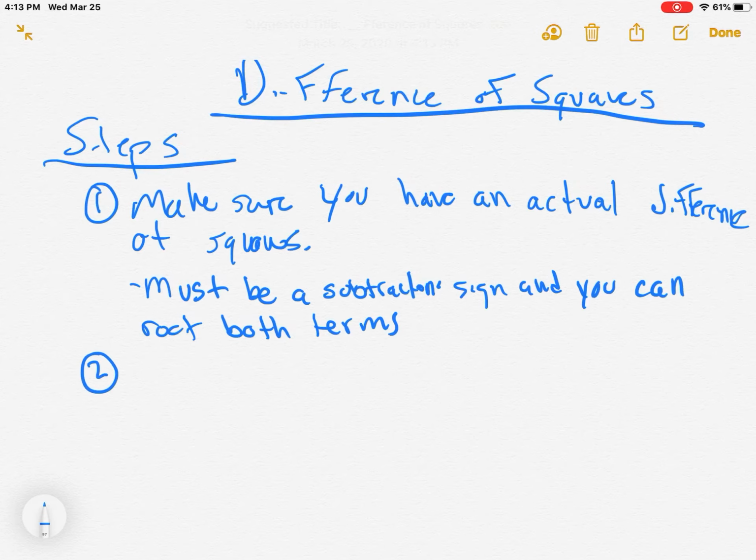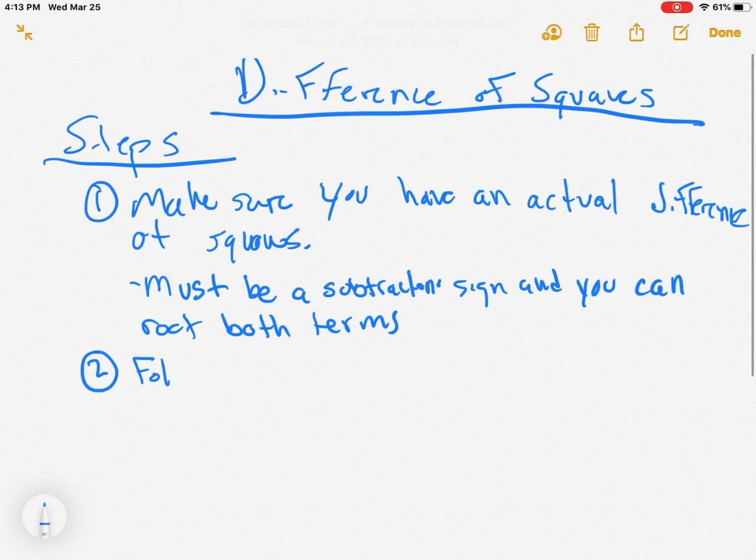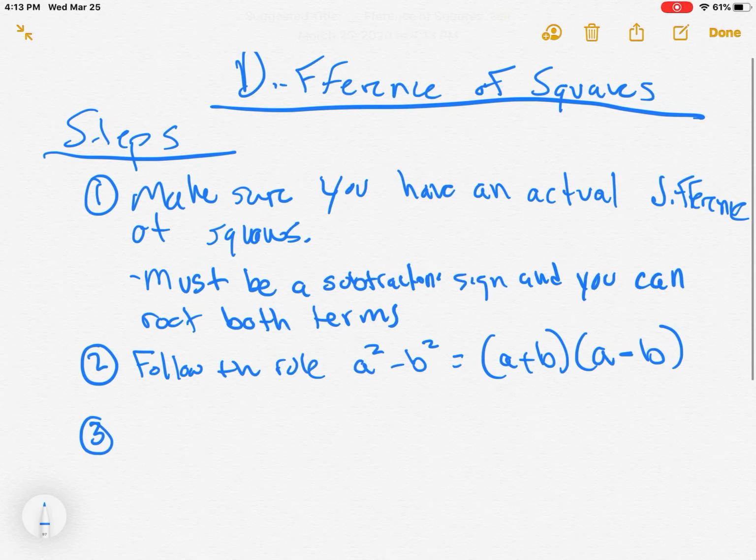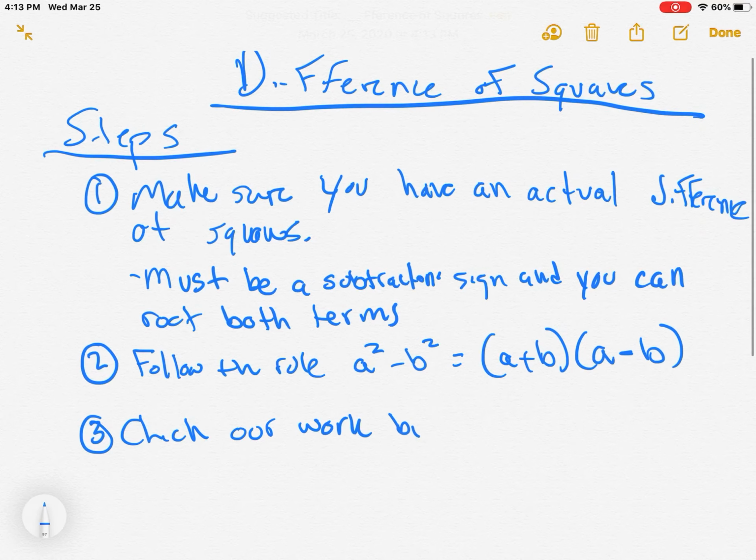Second step, you follow the rule: a squared minus b squared equals a plus b times a minus b. And then, as always, we can check our work by distributing. So let's take a look at some practice problems, shall we?